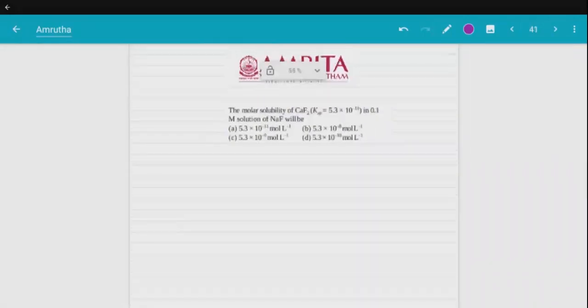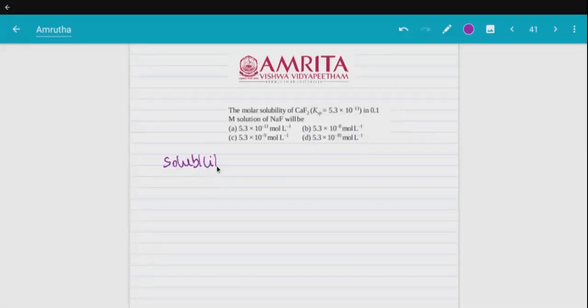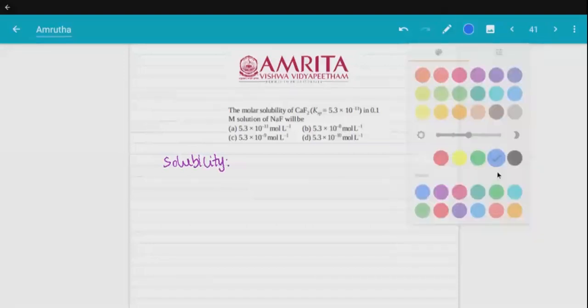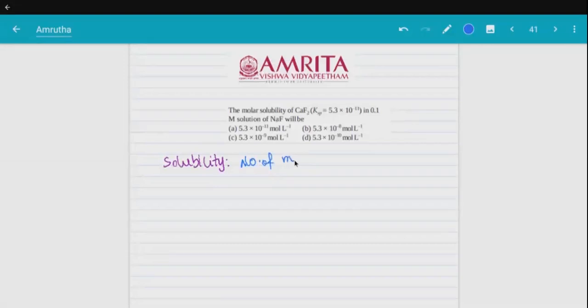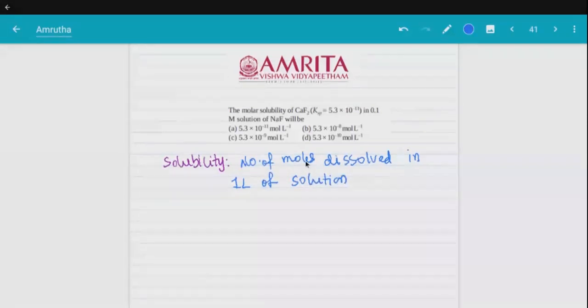Now solubility. Solubility of CaF2 in this solution. What exactly is solubility? Let me define solubility first. Solubility is the number of moles dissolved per 1 liter of solution. This is basically represented with molarity. How many moles are present in 1 liter of solution? That is molarity. So molar solubility, they're asking in 0.1 molar sodium fluoride.